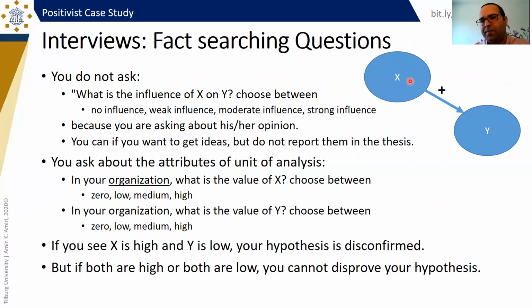Assume that you have a relationship where when you increase X, Y will be increased. You're not going to ask the person what is the influence of X on Y. Is it no influence, weak, moderate, or strong? You're getting their opinions. You can get his idea again, but don't report it in your thesis. If you report it in your thesis, I'm going to deduct huge marks from you if I'm the second reader or your supervisor. You ask only about the constructs.